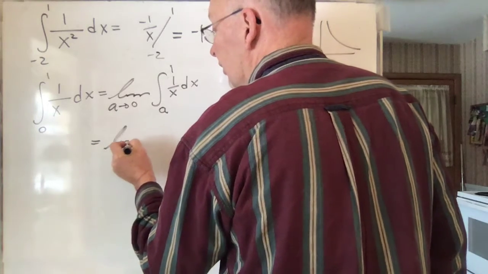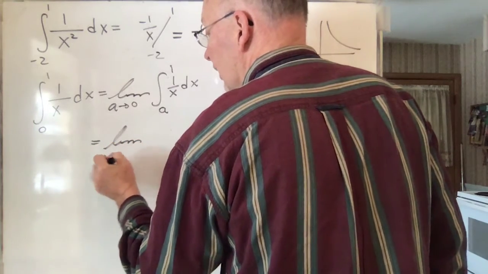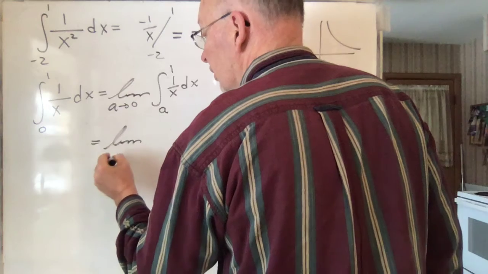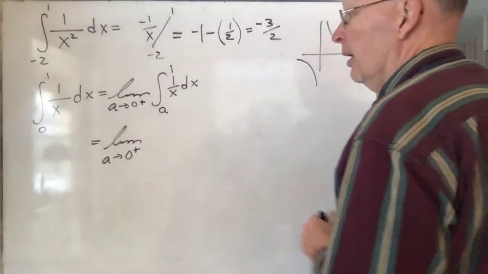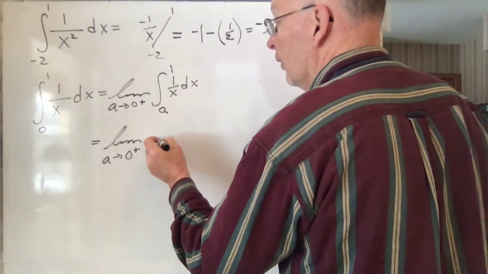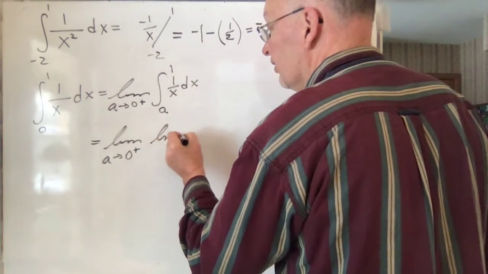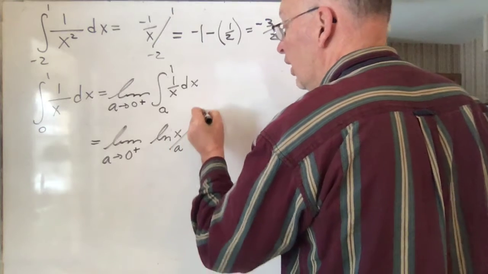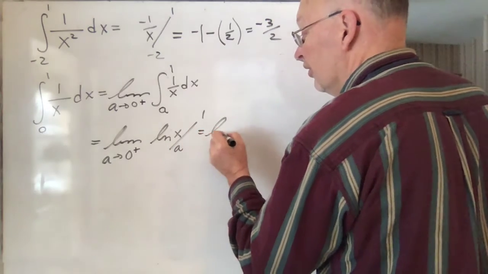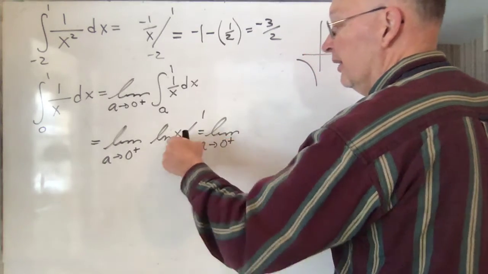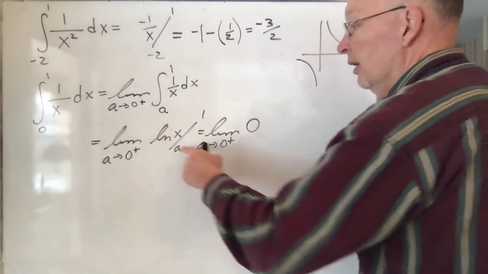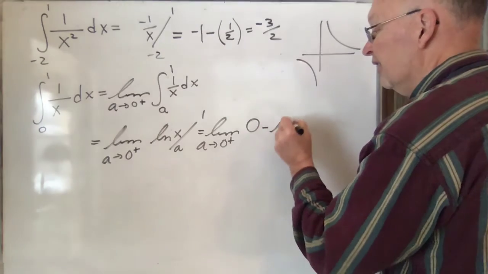that's going to be the limit as a approaches 0 from the right. This is also from the right. And the antiderivative is going to be the ln of x from a to 1, which is the limit as a approaches 0 from the right. The ln of 1 is equal to 0, and then minus the ln of a.